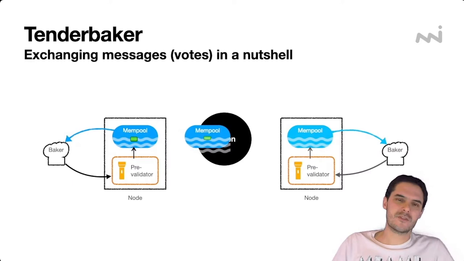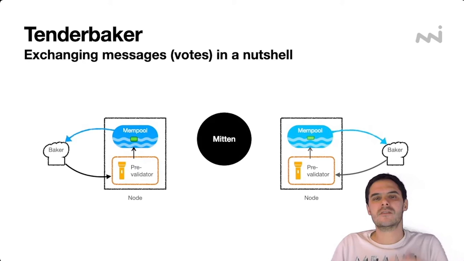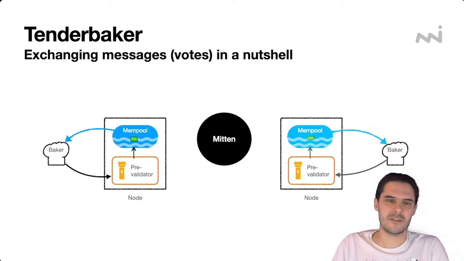So at this point, the mempool is exchanged, not really like that, but there's communication that goes on, and the second node will see the mempool of the other node. And Mitten sees the exchanges of mempools, so it's a way for Mitten here to act on these mempools and on the messages that are in them. We can block or forward the endorsement that way.